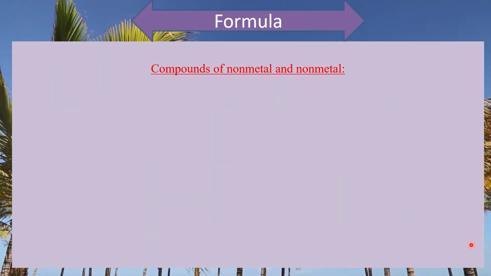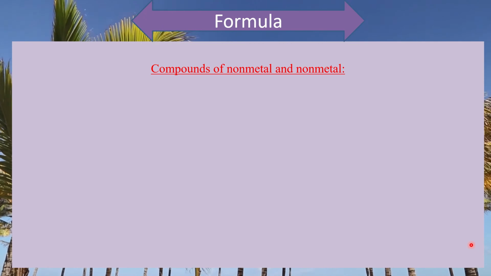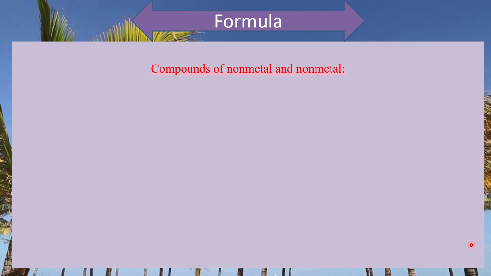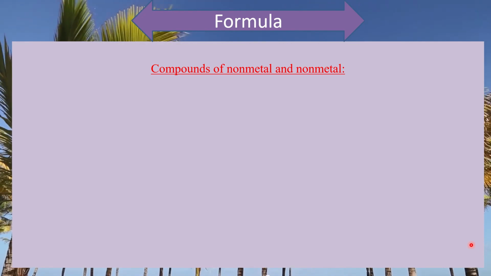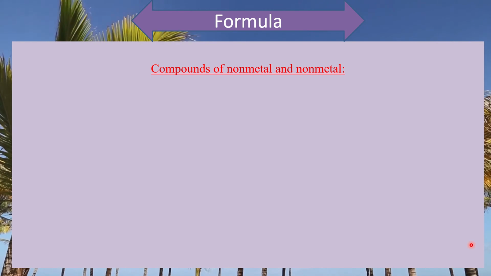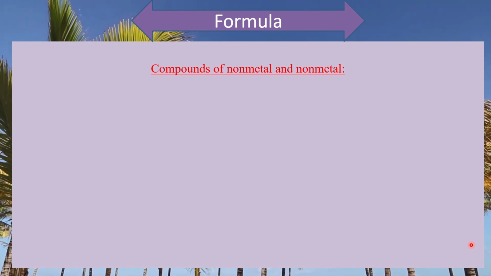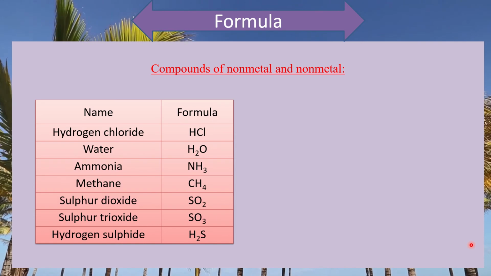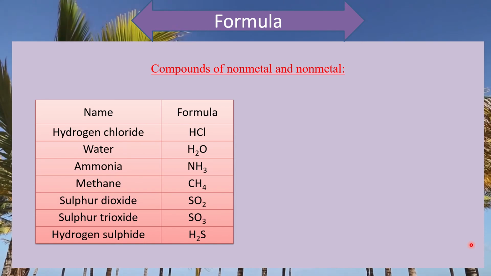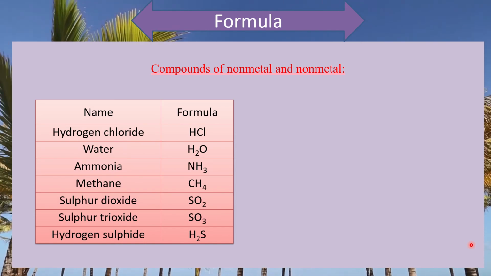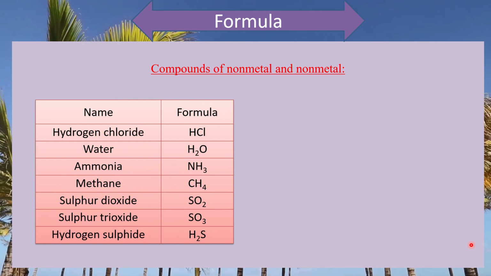Now, compounds of non-metal and non-metal. Compounds of non-metal and non-metal, the names of the compounds do not obey any general rules. Here look, hydrogen chloride, HCl, water. It is H2O, but its name is water.